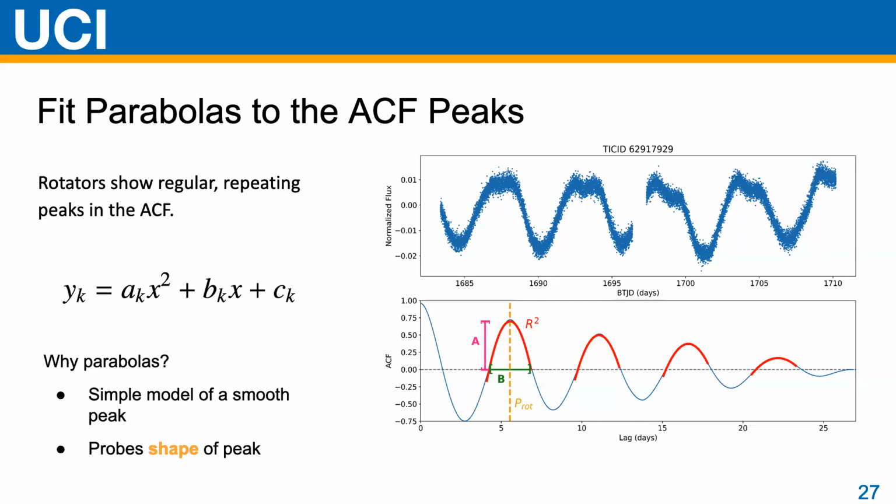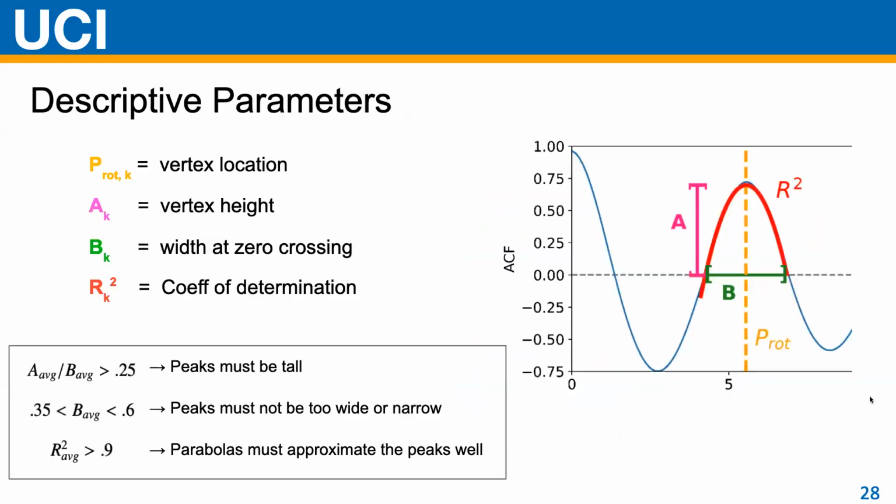We want to know, are we just getting a single spike that's coming up, something that might be caused by a transit event, or are we getting this nice smoothly varying peak? And having the parabola lets us look at that. We can characterize the height of the peak, we can characterize the width of it at the zero crossing, and the fit. So that way we can say, okay, our peaks are peak-shaped.